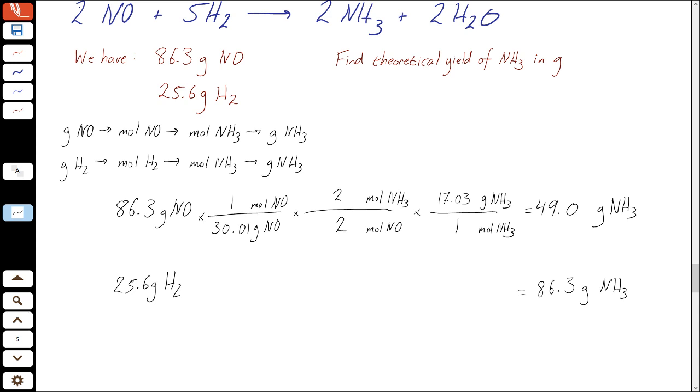All right, so then which one is limiting in this situation? The NO is limiting because we make less of the product from the NO. Right? And we can answer the second question that we did before also. If we wanted to know how much hydrogen in grams was left over, we could do that as well. Same idea. We just have an extra factor on either side, converting from moles to grams.